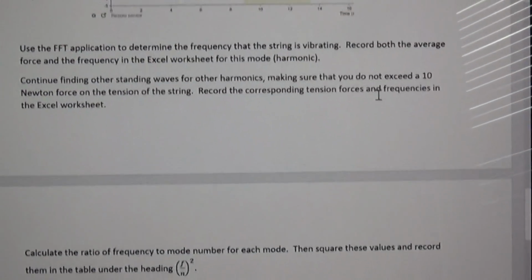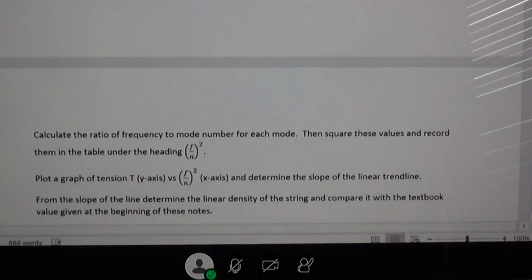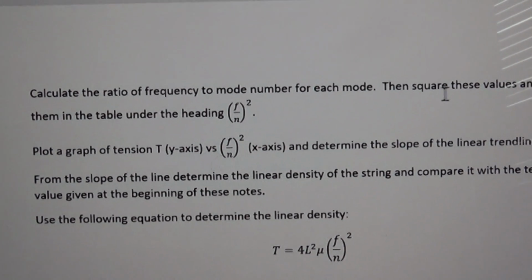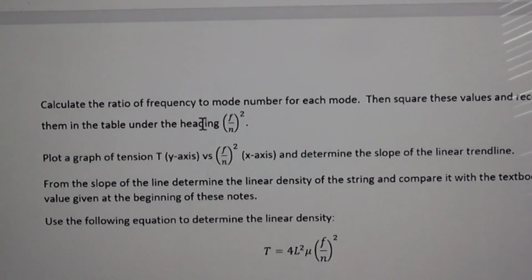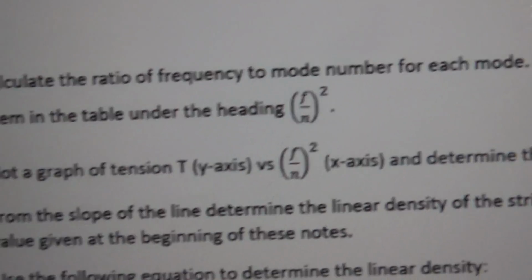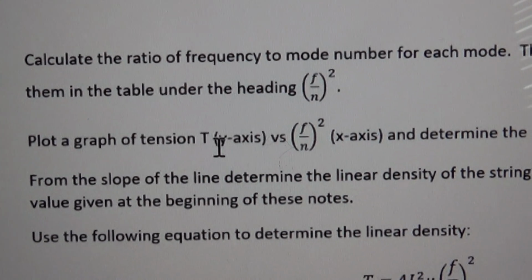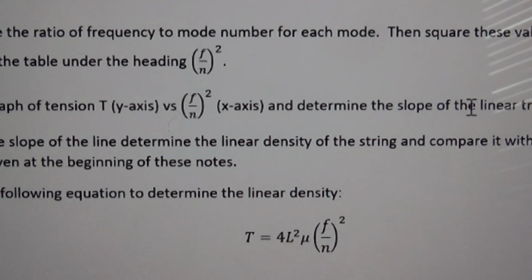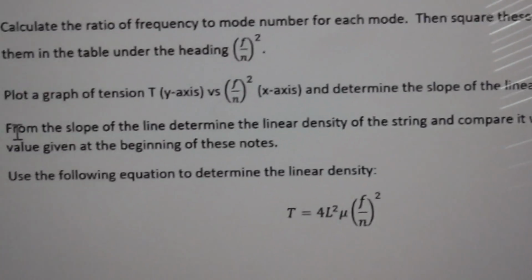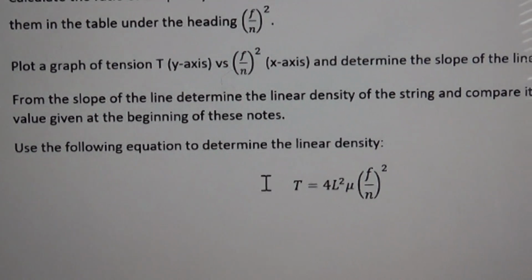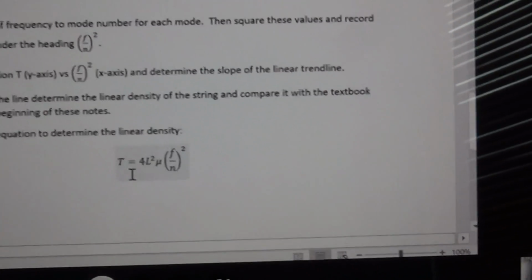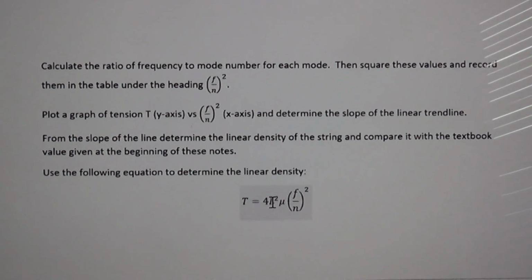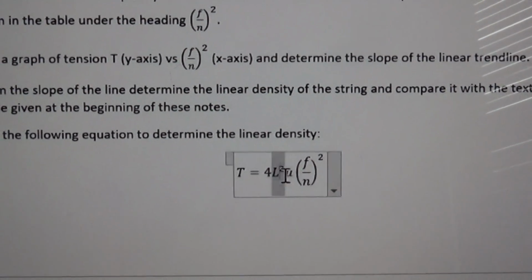You have to record the corresponding tension, force, and frequencies in the Excel worksheet. Then we'll calculate the ratio of frequency to mode number, or harmonic number, then square these values and record them under the heading of f over n squared. Then plot a graph of tension, T, that's the force, versus f over n squared, that'll be the x-axis, and determine the slope of the linear trend line. From the slope of the line, determine the linear density. When you finally get the slope value, that should equal 4L squared mu. So you take the slope and divide it by 4L squared, and the result should give you the linear density mu.